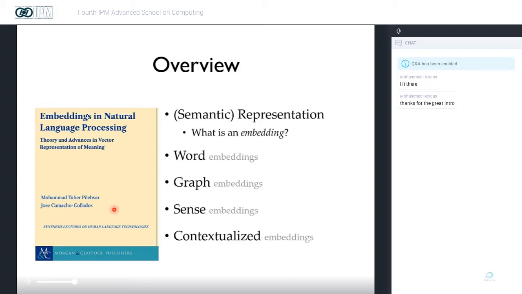It starts with an introduction to semantic representation, or what we call embeddings in natural language processing, and it covers different types of works on word, graph, sense, and contextualized embeddings, the recent literature on that, and also the history behind that. The book also covers sentence and document embeddings, which I'm not going to cover here in this tutorial, but I encourage you, if you're interested, go read the book. The draft is online, and it's going to be officially published by Morgan Claypool Publishers by the end of this year.